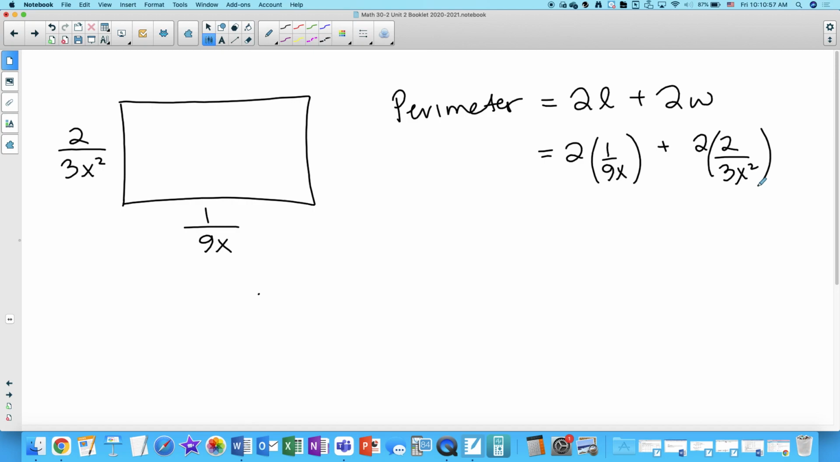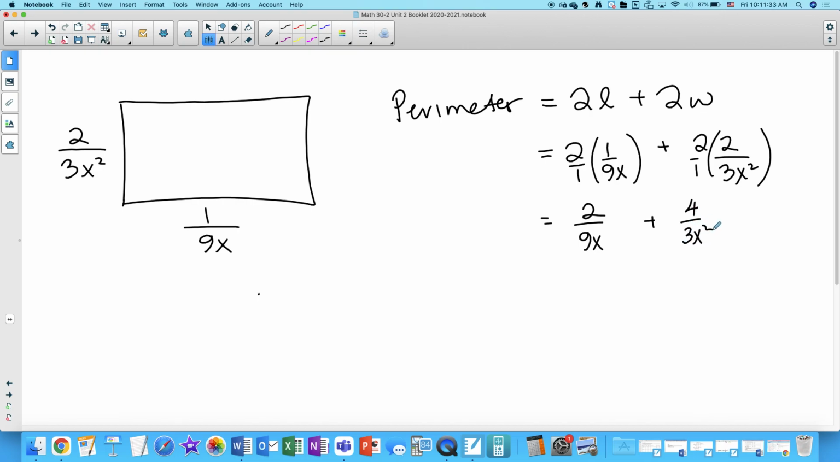Apply the 2 to the fraction. So we need to multiply the 2 to the rational expression. Now here's another mistake that I often see people make: they'll say 2 times 1 is 2, 2 times 9x is 18x, so this is 2 over 18x. Why is that wrong? Because 2 is the same thing as 2 over 1. Exactly. So this is actually 2 over 9x plus 4 over 3x squared.